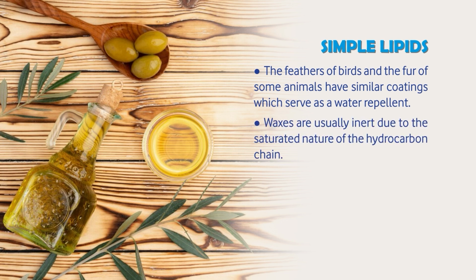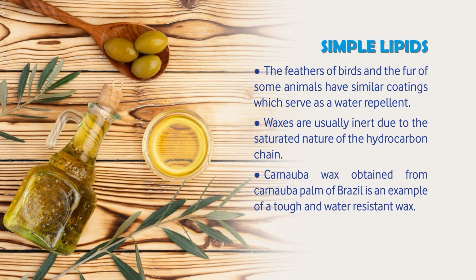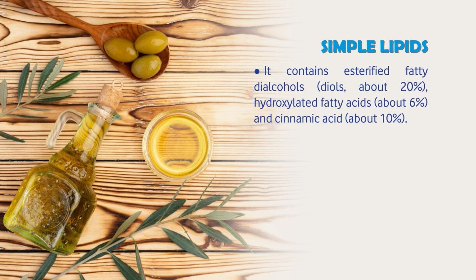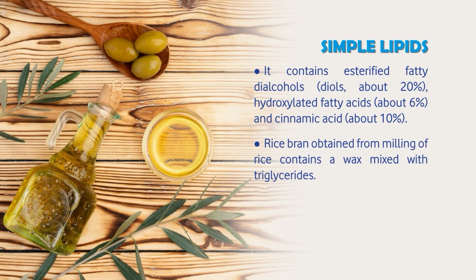The feathers of birds and the fur of some animals have similar coatings which serve as a water repellent. Waxes are usually inert due to the saturated nature of the hydrocarbon chain. Carnauba wax obtained from the Carnauba palm of Brazil is an example of a tough and water-resistant wax. It contains esterified fatty dialcohols, hydroxylated fatty acids, and cinnamic acids. Rice bran wax obtained from milling of rice contains a wax mixed with triglycerides.